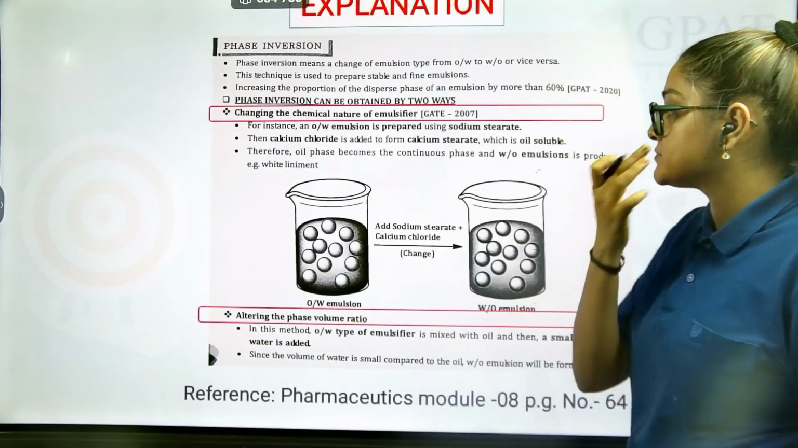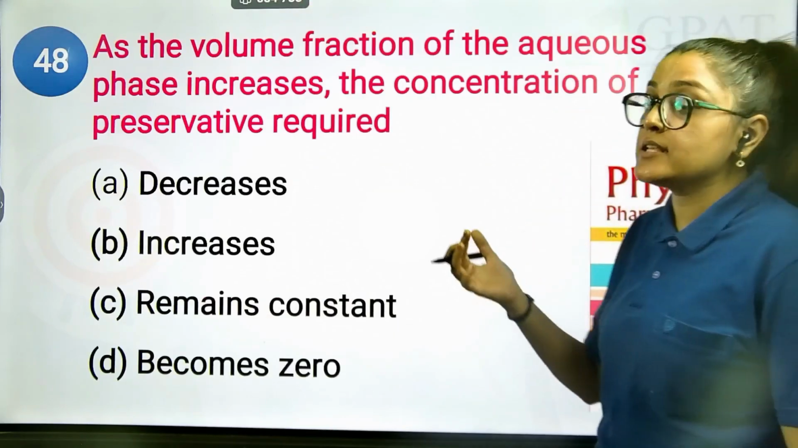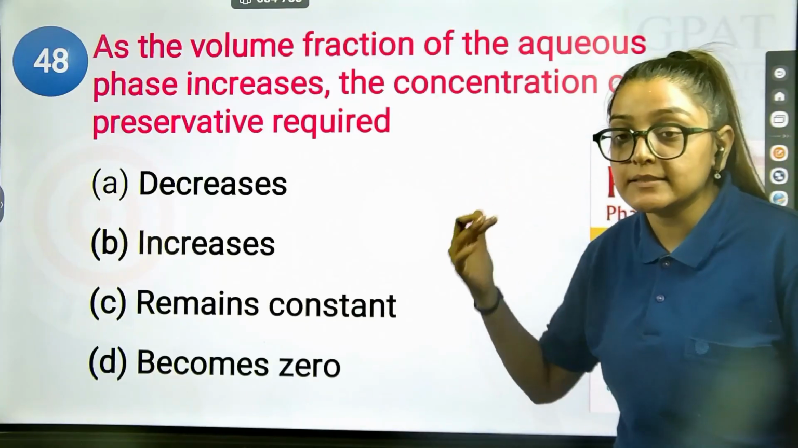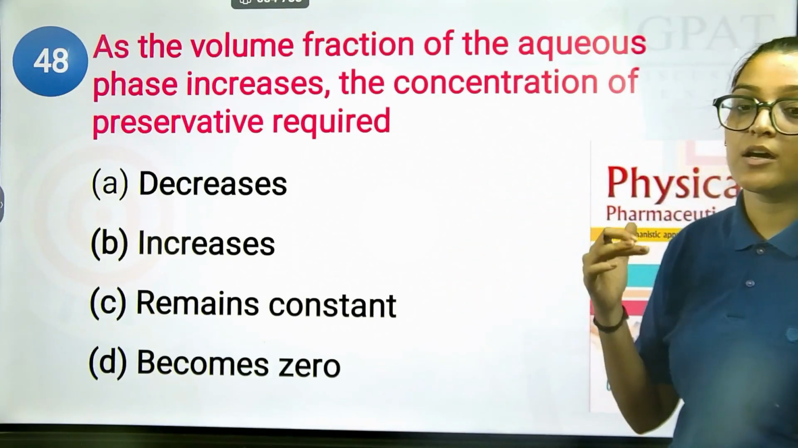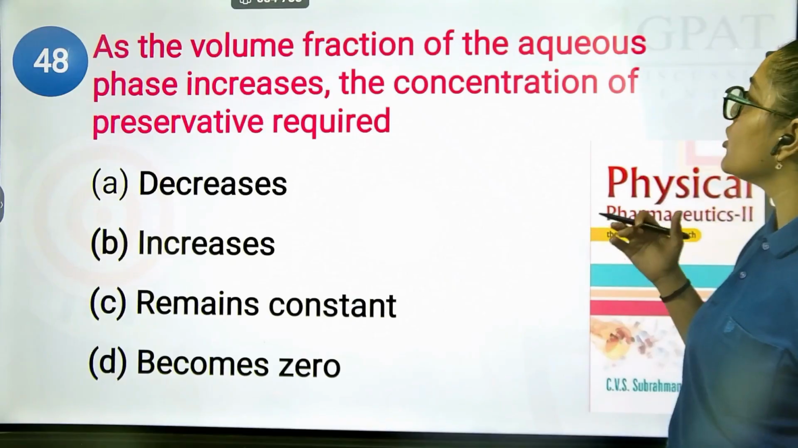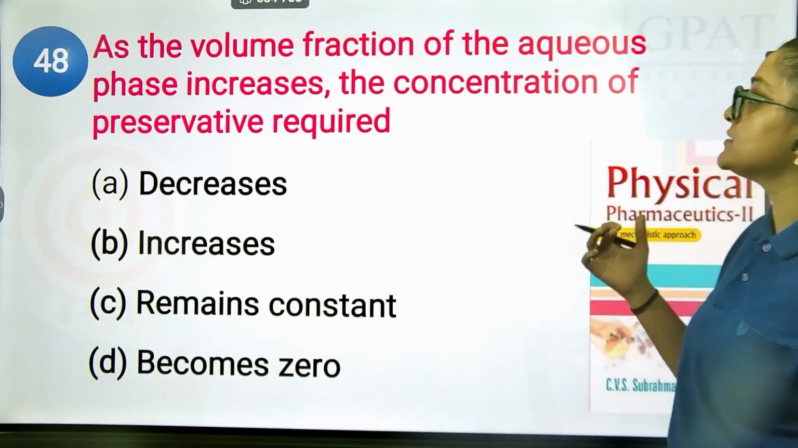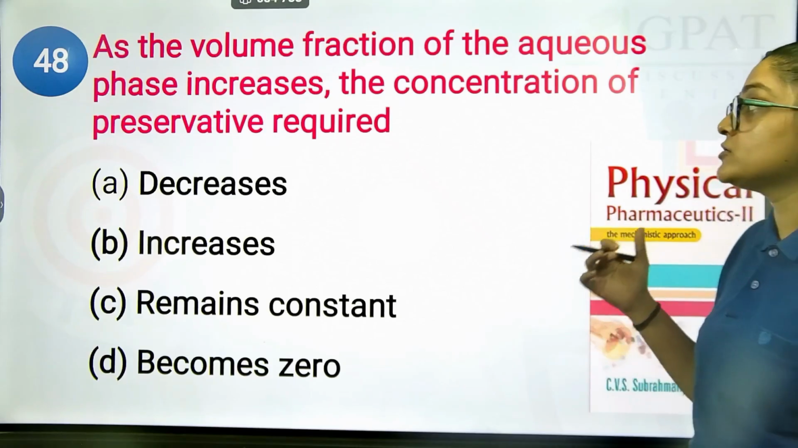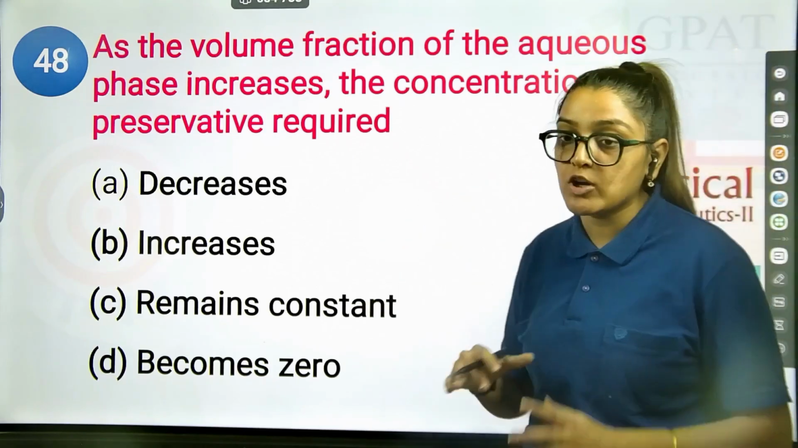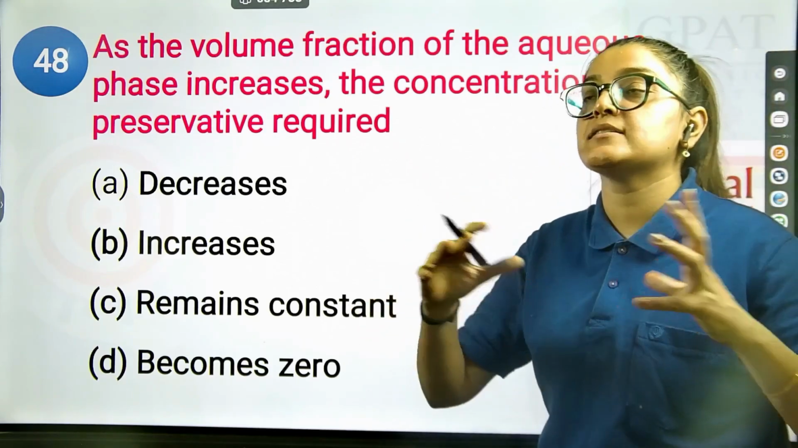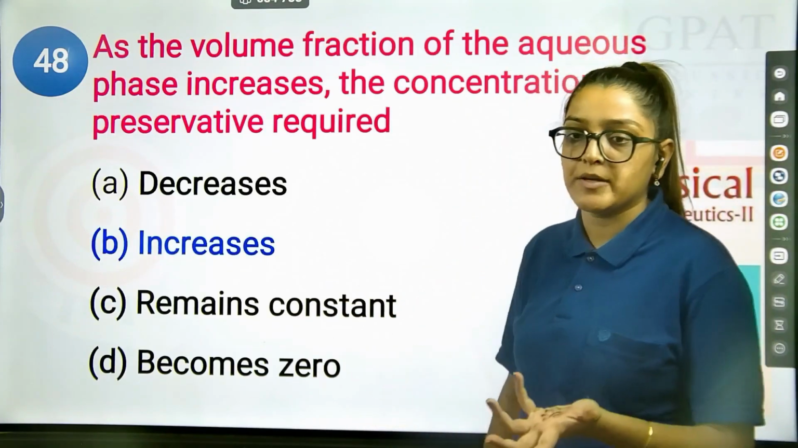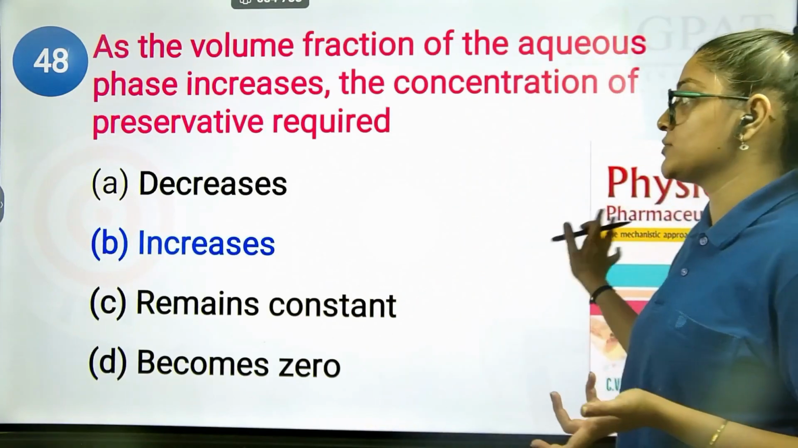Okay. Next, as the volume fraction of the aqueous phase increases, the concentration of preservative required. Now that would also increase because the volume fraction has increased, the phase has increased overall. So obviously there would be a larger requirement of the preservative as well.